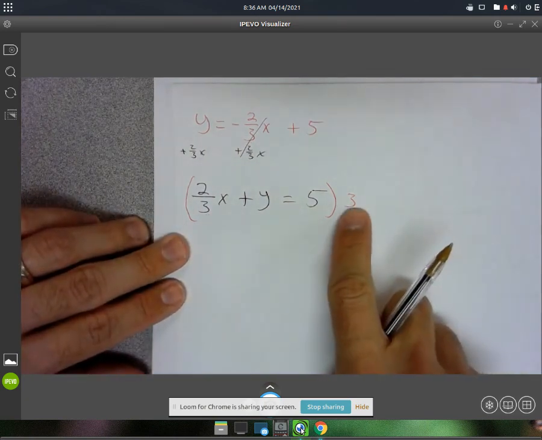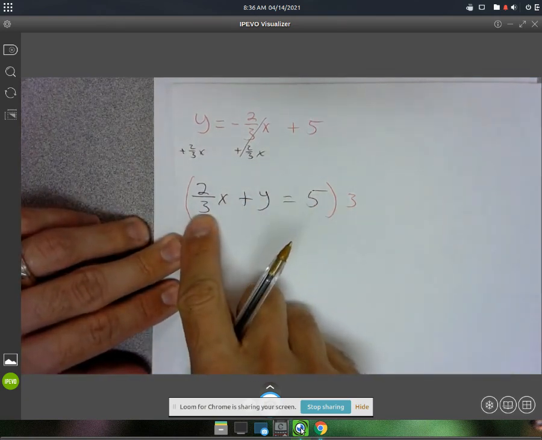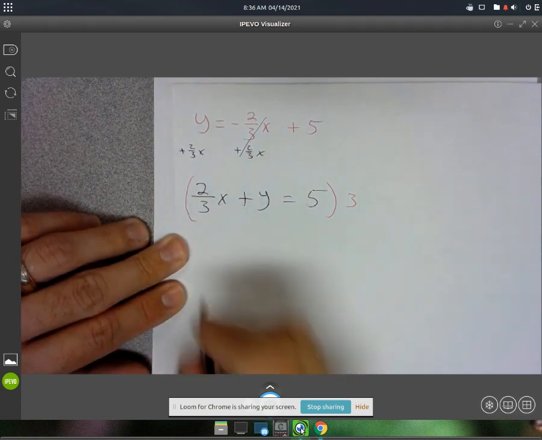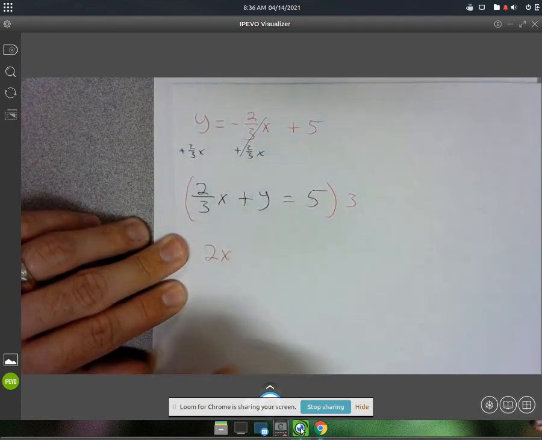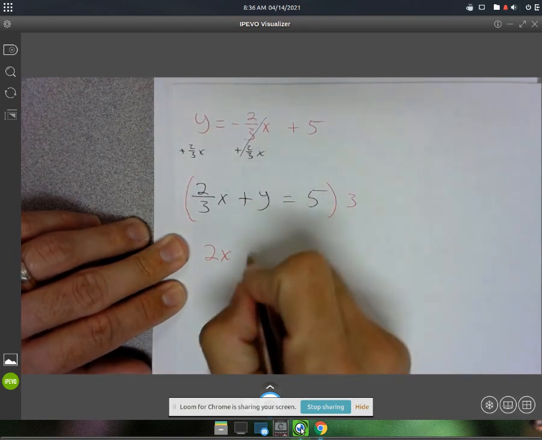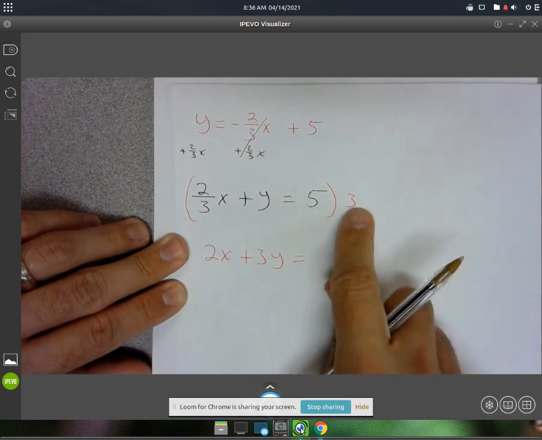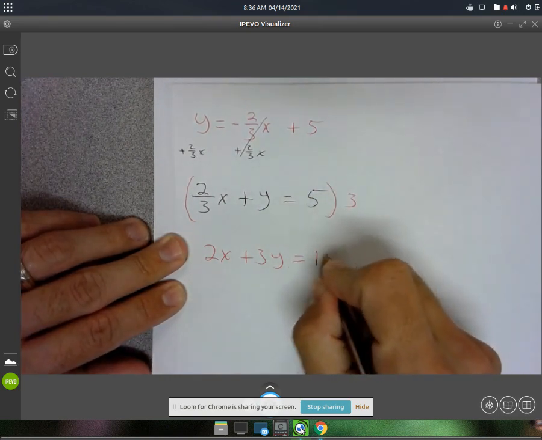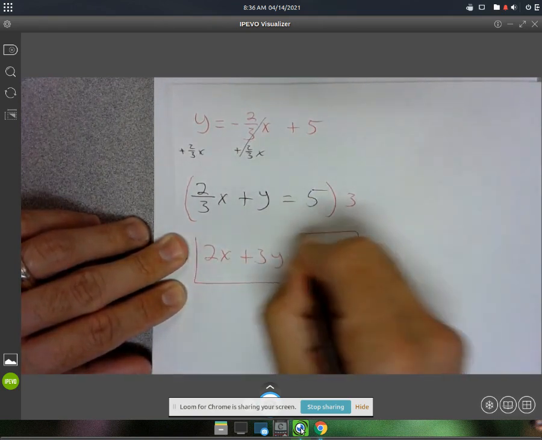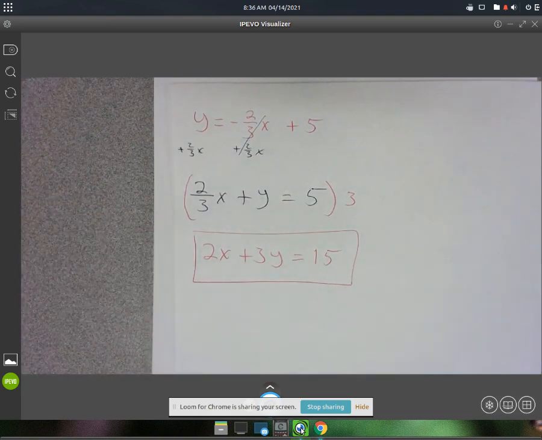All right, so 3 times 2/3. The 3's are going to cancel out, and so you're just left with 2 and an x. So 2x. Then 3 times the y, because I'm multiplying every piece. And then 3 times the 5, 15. All right, there you go.